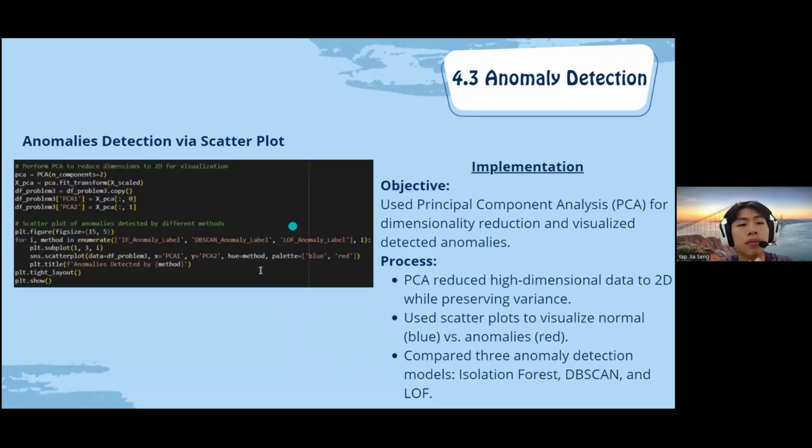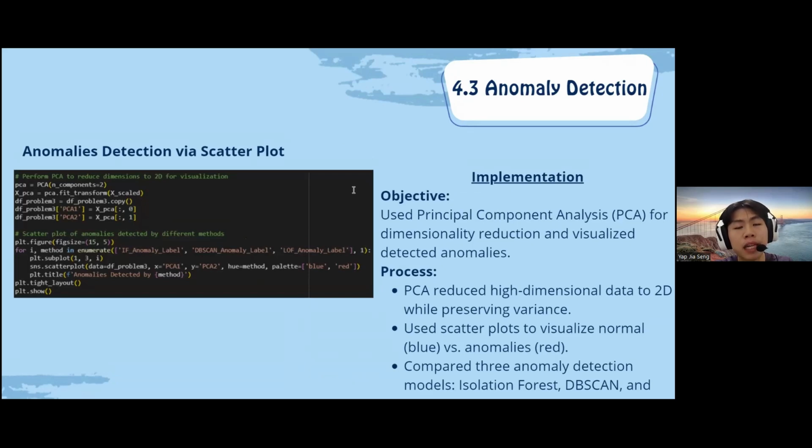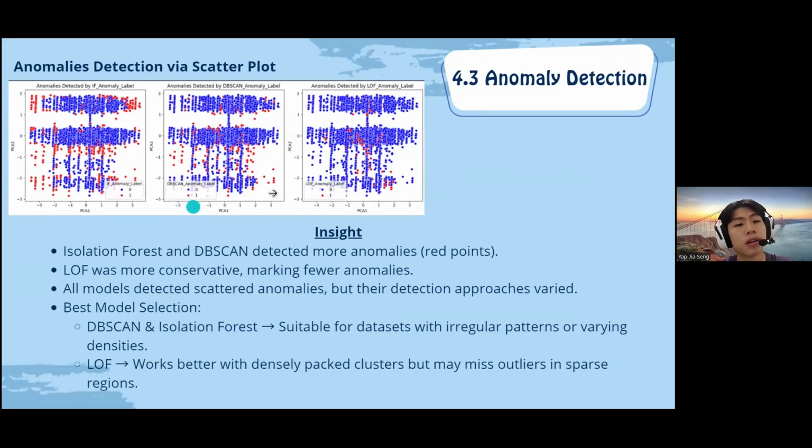I will present our anomaly detection analysis using principal component analysis and different anomaly detection models. Our goal was to reduce the data complexity and visualize anomalies effectively. So we apply PCA to reduce high-dimensional data to 2D while preserving variance. We use a scatter plot where blue points represent normal data and red points represent anomaly data. We compare 3 models, which are Isolation Forest, DBSCAN, and LOF. So this is the result of the code, and we get some insights.